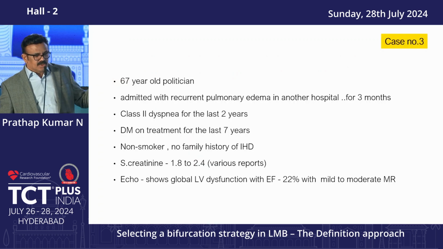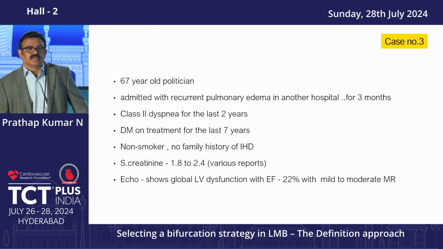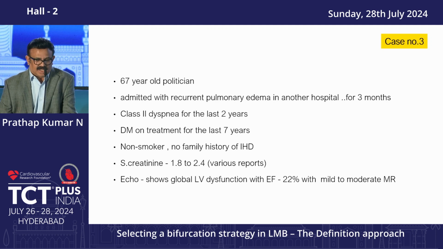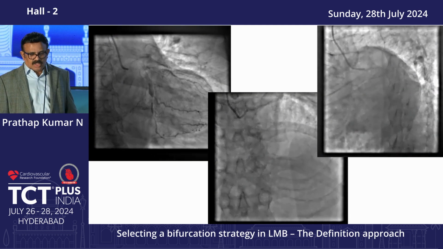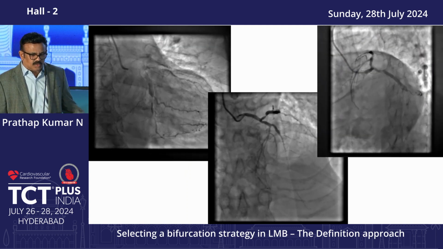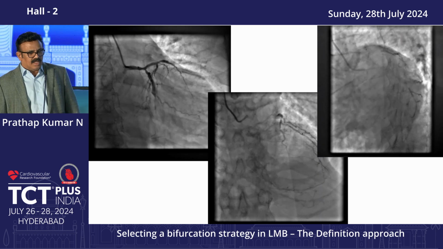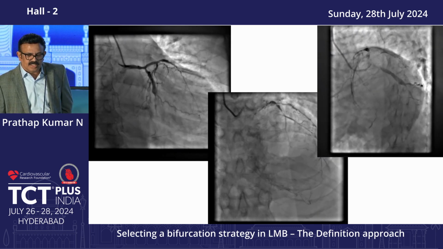This is my strategy. This was a 67-year-old politician with creatinine 1.8 to 2.4 and ejection fraction of 22%, who came to me after being rejected by the surgeon as well as the cardiologist. So I was safe. This was the angiogram. So there is a LMCA disease. You can see the diffuse LAD disease. You can see a line. And this patient has a circumflex CTO with LAD diffuse disease.